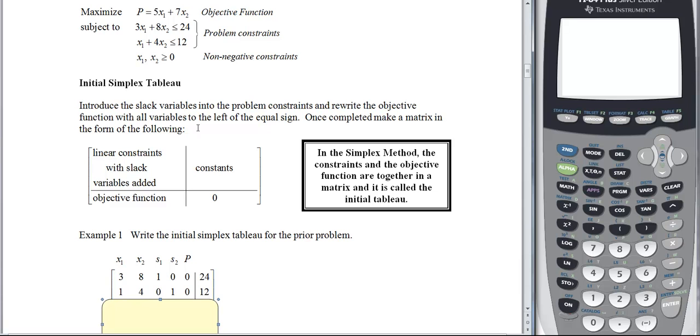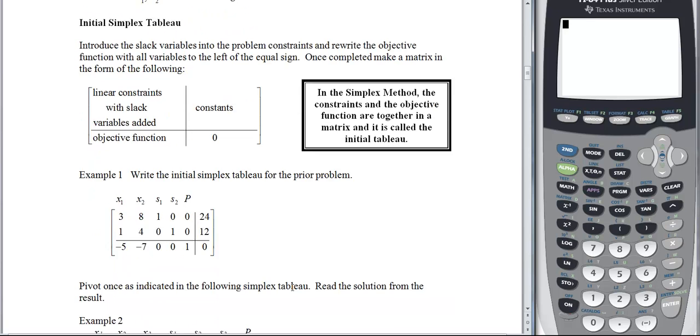My objective function goes in the bottom row, but on the right hand side has to be 0. So all these terms have got to move to the left, and when you move terms, you change signs. So I'm going to have a negative 5x sub 1 minus 7x sub 2. So I should have a negative 5, negative 7, 0, 0, 1, 0. And let's see if I do. And there we are. So that's my initial simplex tableau for the prior problem.